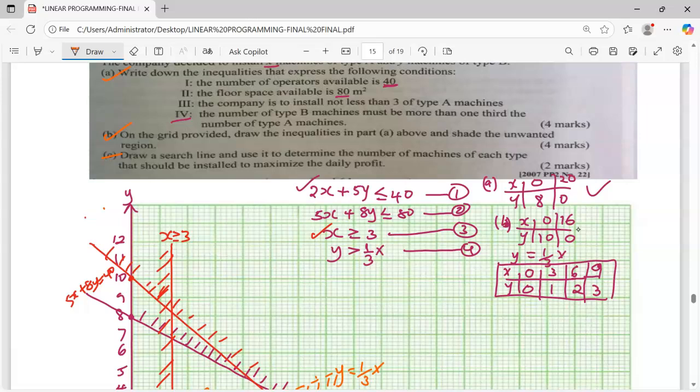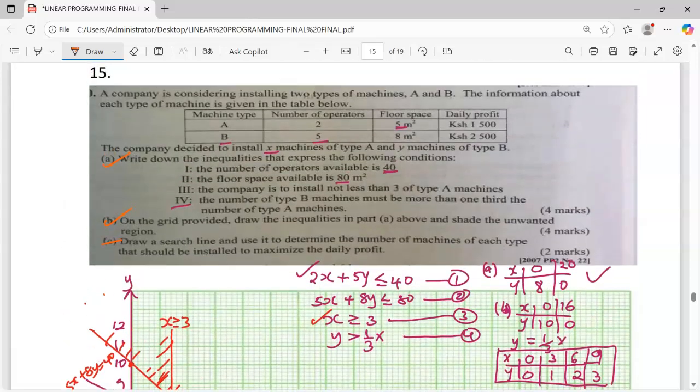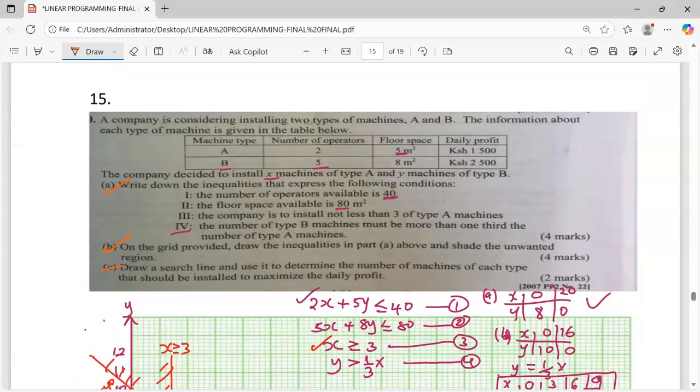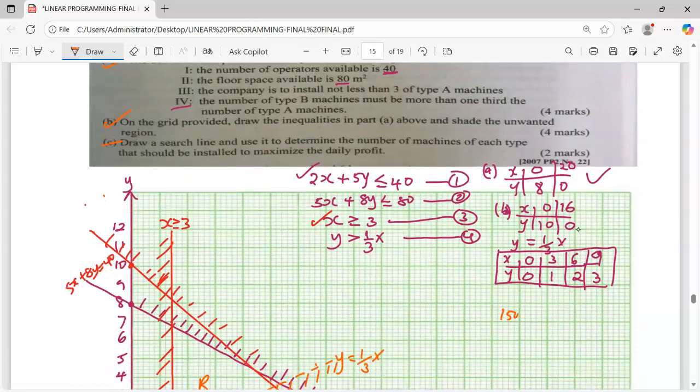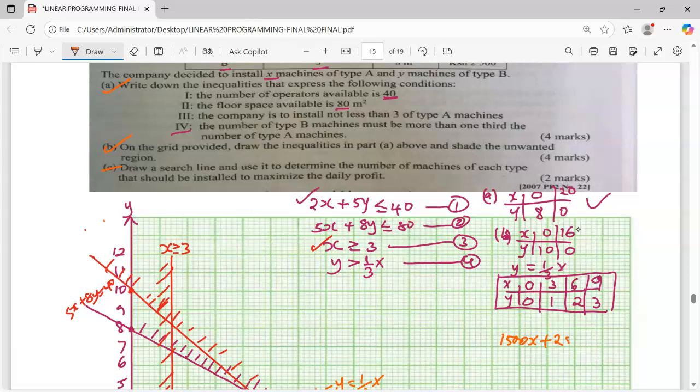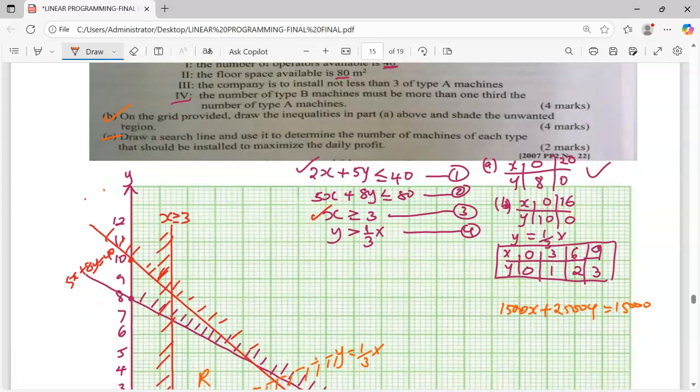Then C, draw a search line and use it to determine the number of machines of each type that should be installed to maximize the daily profit. So we are going to use the objective function, and we are told that the daily profit for type A is 1500. So we are going to have 1500 times x plus 2500 times y. We can decide to equate this to 15,000 and then use it as the search line. So 15,000 is our approximate value.